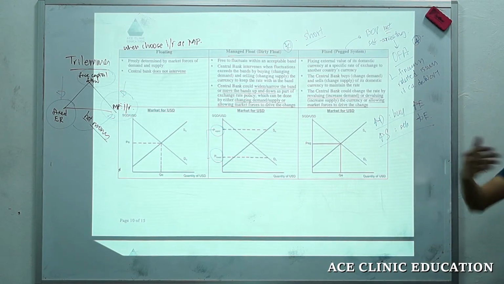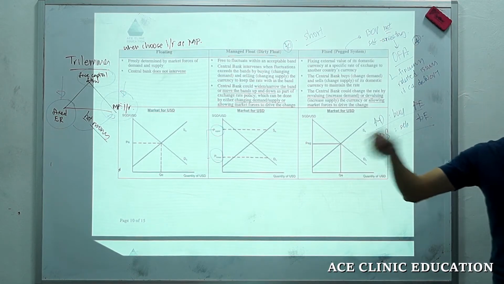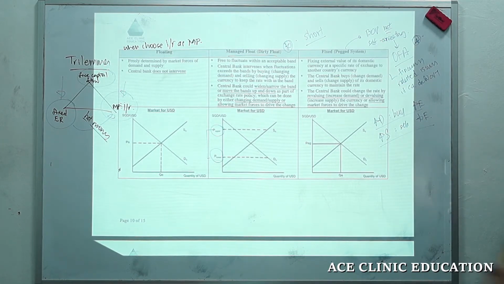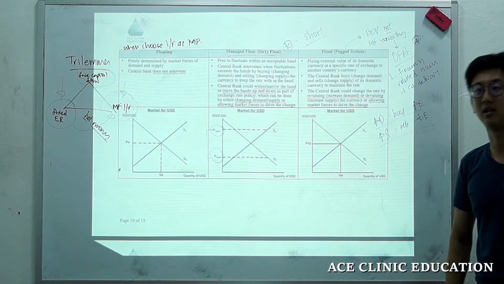They will keep selling your currency, keep selling your currency. Hopefully your government, your central bank runs out of money and then the currency will collapse. Then I'll make a lot of money in the process because the currency becomes cheaper. Right? That's what a speculative attack looks like.